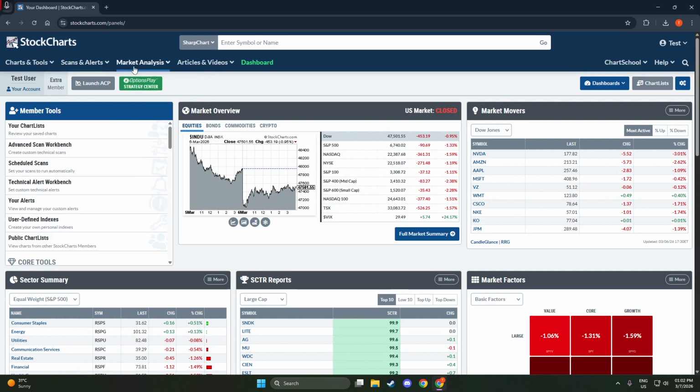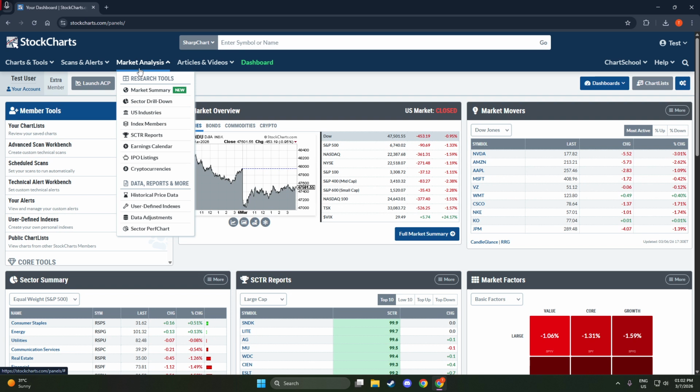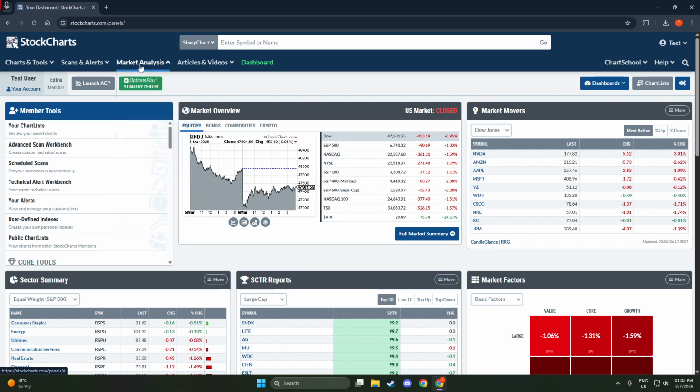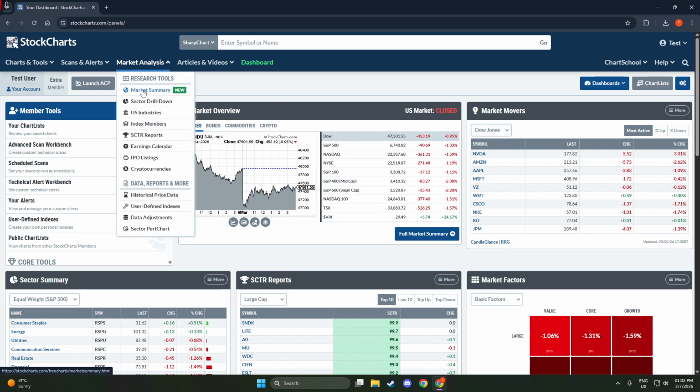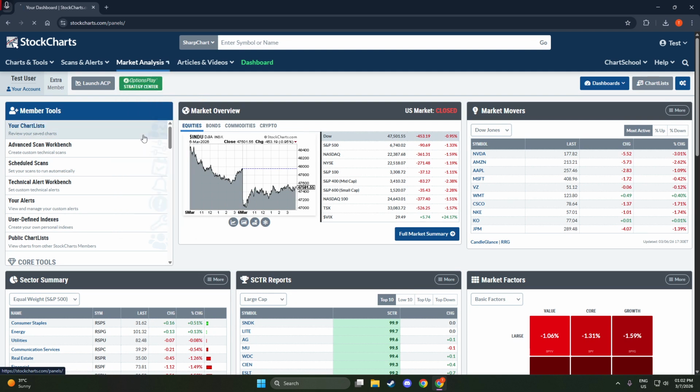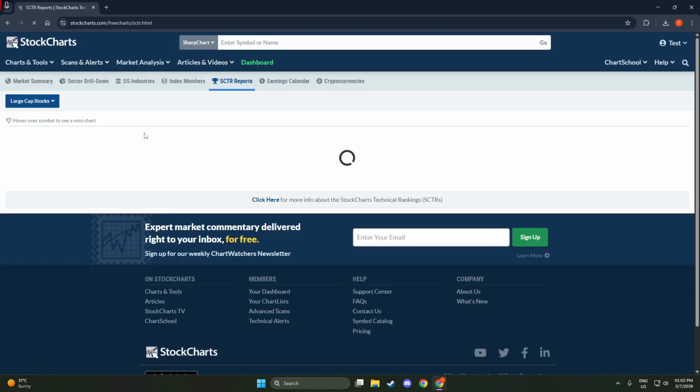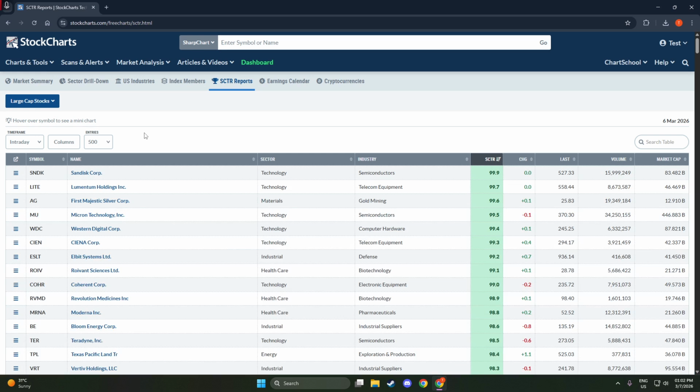First, let's find the tool. On StockCharts.com, go to Market Analysis, open Research Tools, and select SCTR Reports. You'll see a ranked table you can filter and sort. If you use the dashboard, the SCTR panel with top 10 lists is a handy shortcut. From either place, clicking a symbol opens its chart immediately, so you can move from list to analysis in one click.